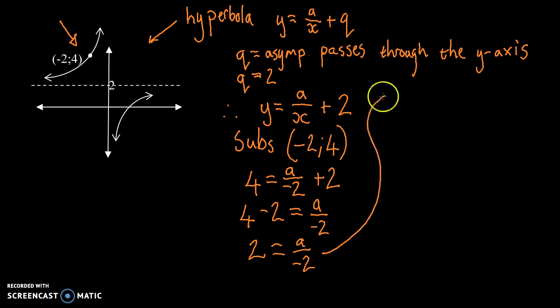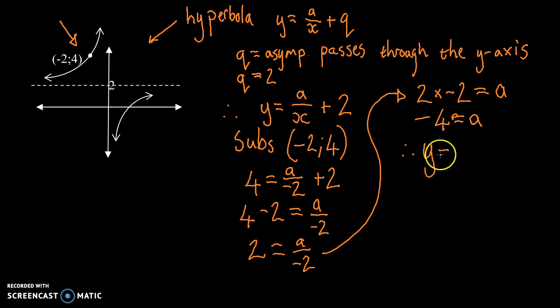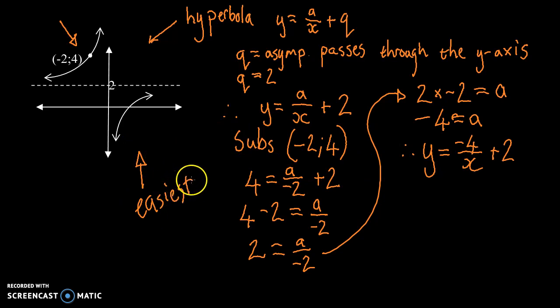Let's take this calculation up here, where we know that it's going to be 2 times -2 equals a, because we've multiplied both sides by -2. So therefore, a equals 4. Or at least -4. So that means the equation of the hyperbola is y equals -4 over x plus 2.